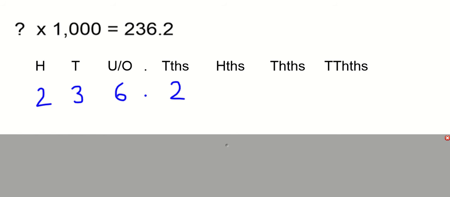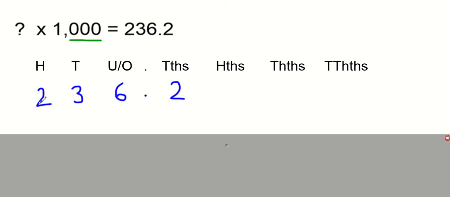And then I need to think about it. So instead of multiplying by 1,000, I'm going to divide by 1,000. Okay, so that means that my numbers are moving down. Okay, and I need to think about how many columns my numbers are moving down. So I'm looking at 1,000. It's going to give me a bit of a clue here. It's got 3 zeros, so we need to move each digit down 3 places.